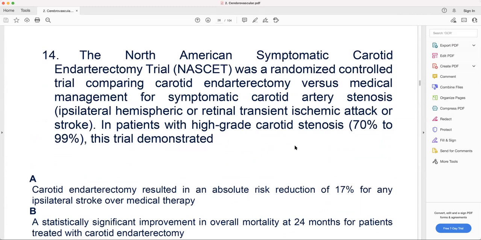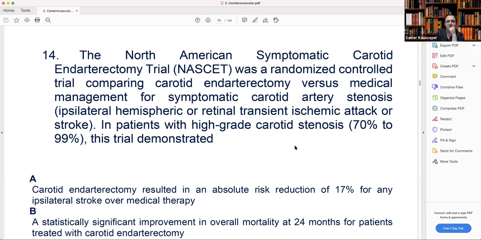The North American Symptomatic Carotid Endarterectomy Trial was a randomized controlled trial comparing carotid endarterectomy versus medical management for symptomatic carotid artery stenosis, ipsilateral hemispheric or retinal transient ischemic attack or stroke. In patients with high-grade carotid stenosis 70 to 99, this trial demonstrated.